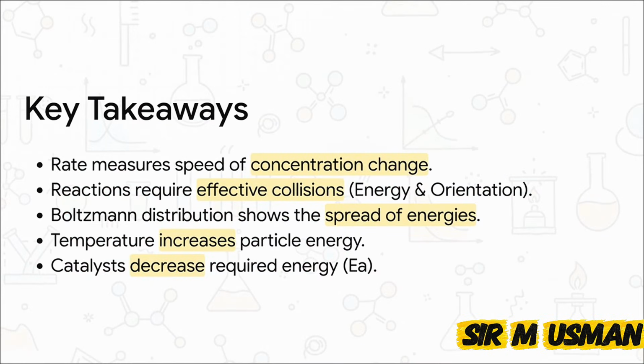Okay, let's wrap this up with the key points. We learned that reaction rate is all about how fast concentration changes. For a reaction to happen, we need effective collisions. That means correct orientation and enough energy, called the activation energy. The Boltzmann distribution curve shows us that only a tiny fraction of particles usually have that energy. And finally, we saw that we can speed things up, either by raising the temperature, which gives more particles that energy, or by using a catalyst, which just lowers the energy they need.